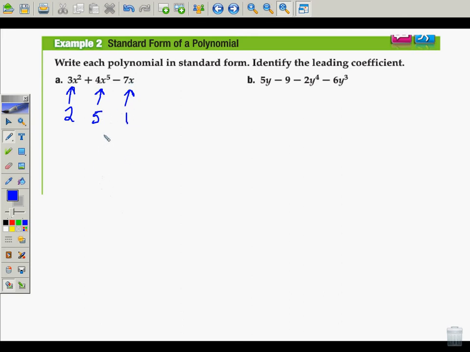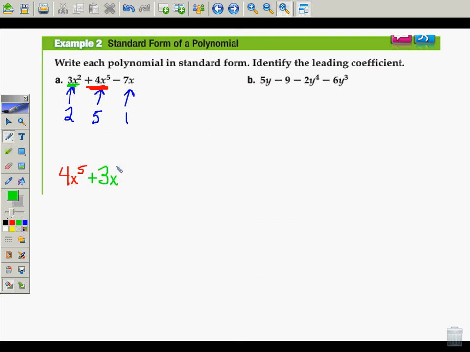Now, when you do this, you cannot ignore the sign in front of the term. So I see plus 4x to the fifth, which means I have positive 4x to the fifth. So I'm going to write it as positive 4x to the fifth. Then, that's my first term, because it had the highest degree. Then I go to my second highest degree. Degree of 2, 3x squared. This is positive 3x squared, so I'm going to write plus 3x squared.